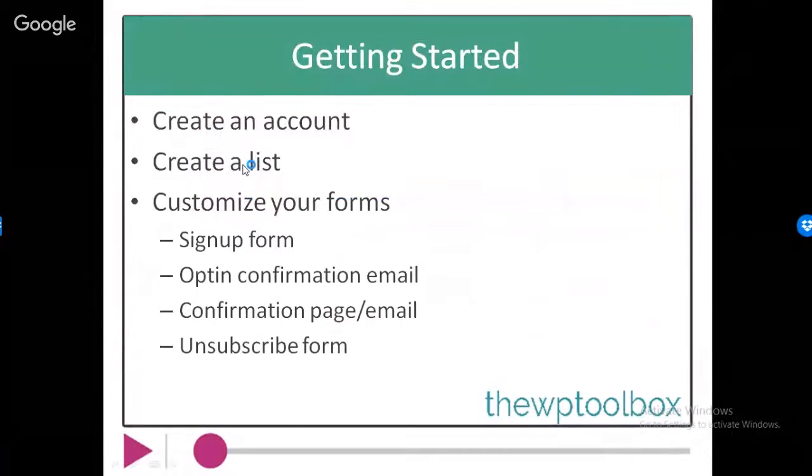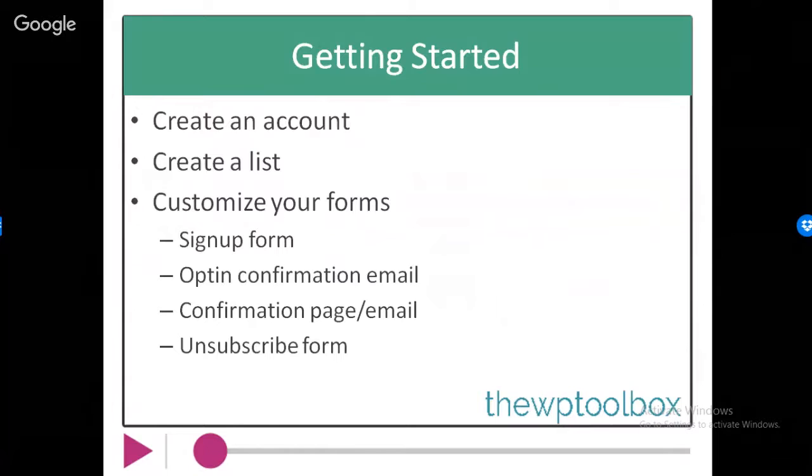The next thing you want to do after you've created your account, you're going to verify your email address, all of that other stuff, create your account, and then you want to actually set up a list. Now you can have multiple lists. I generally try to keep everything to one list, but I will go over that a little bit later. But you want to create at least one list, right? You can't add people to a list if you don't have a list created.